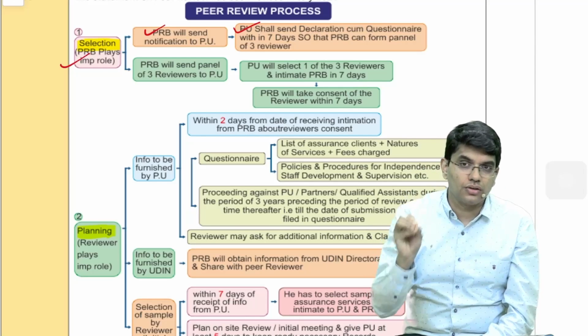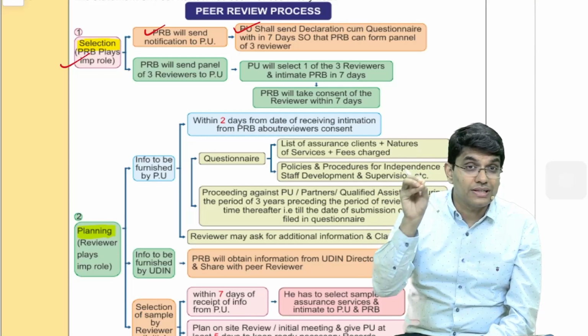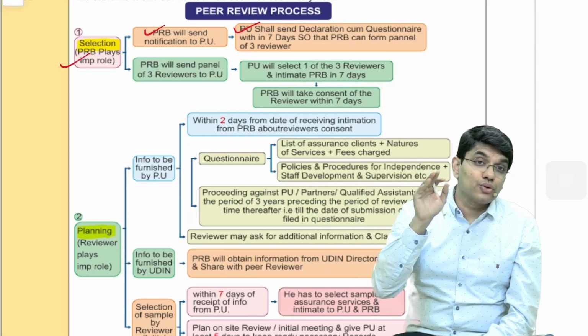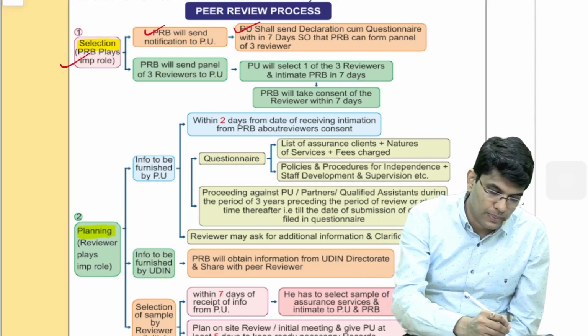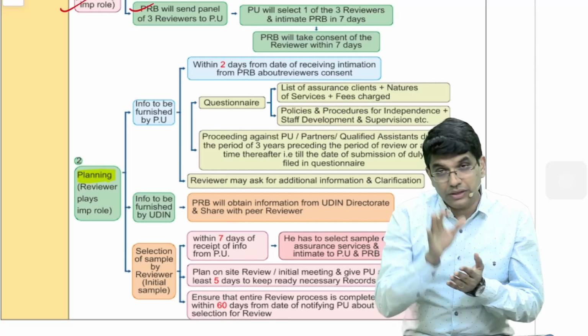So there is a change. Earlier, they were given a lot of time for the questionnaire. Now they want it within 7 days. So everywhere they have reduced the number of days. That's the change. Now the peer review board, after getting the information, will study it and analyze it.